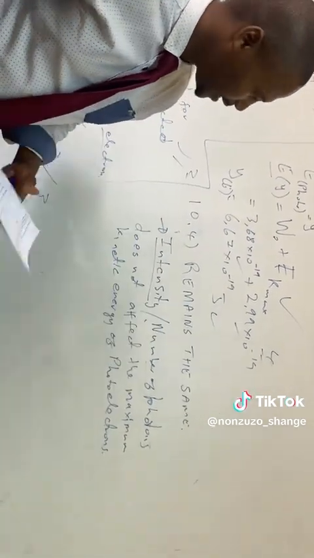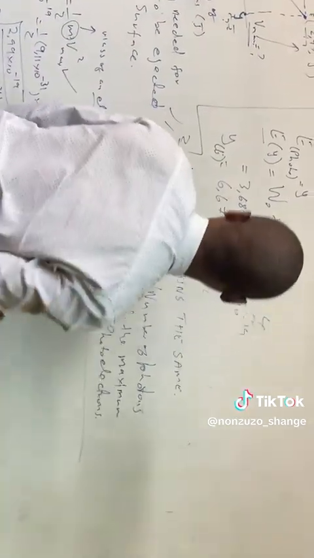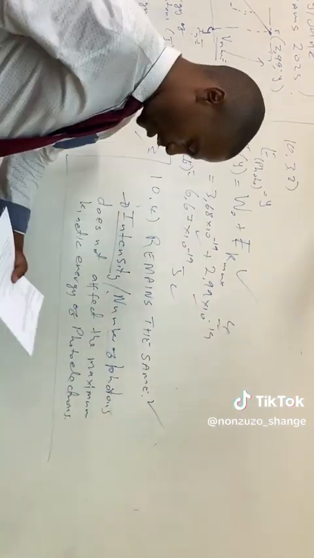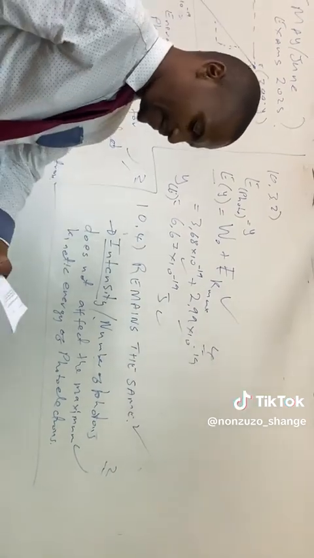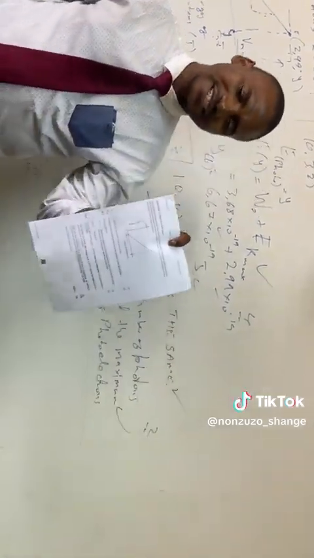So that's it for this question paper. For the choosing, 1 mark, and then for reasoning, 2 marks. And then that's it, guys, for question 10.